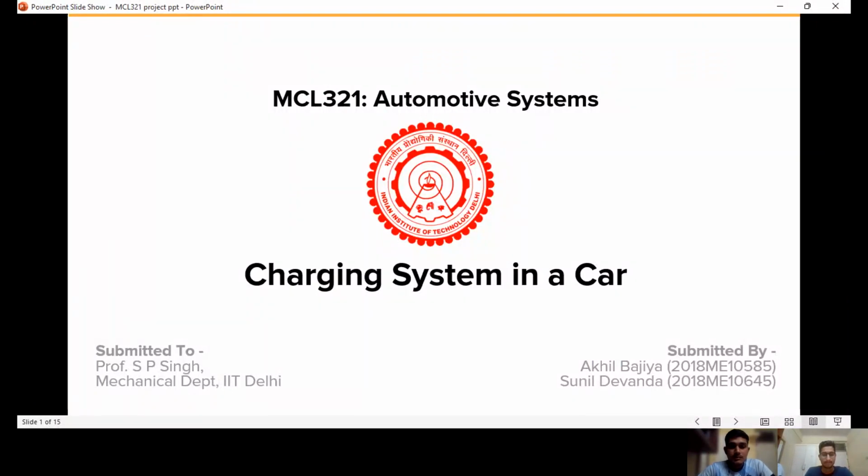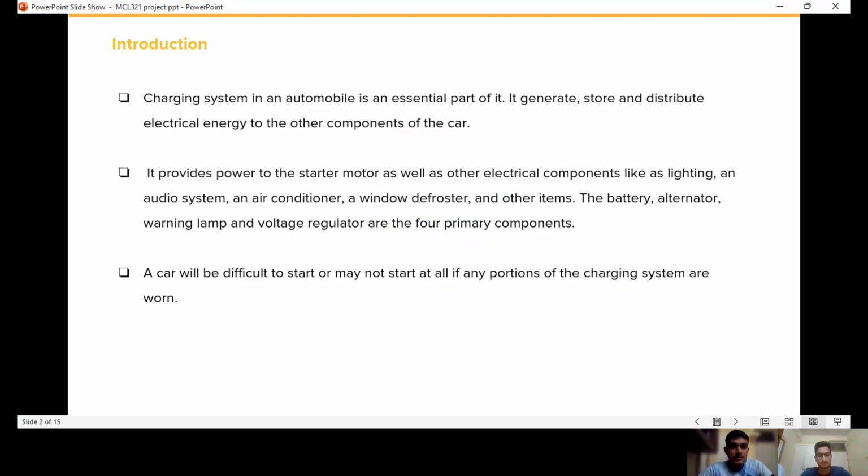Now we are going to present about the charging system in a car, and this is part of our project. I will start with the introduction. The charging system in an automobile is an essential part of a car. It generates, stores and distributes electrical energy to the other components of the car. Basically, the charging system delivers electrical energy to power the vehicle while it's running and sustains the battery's charge.